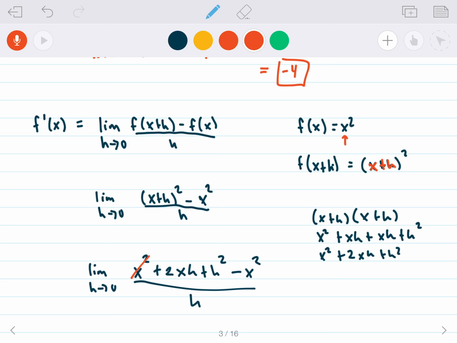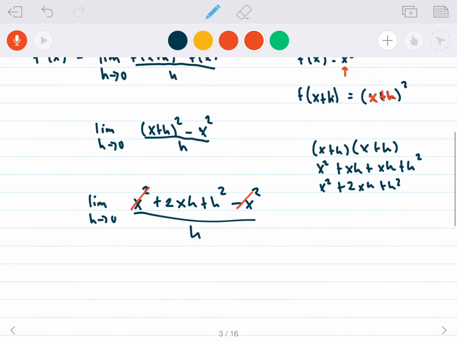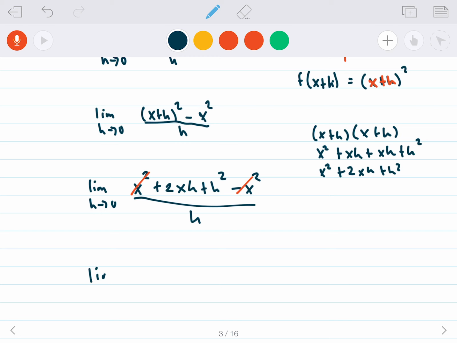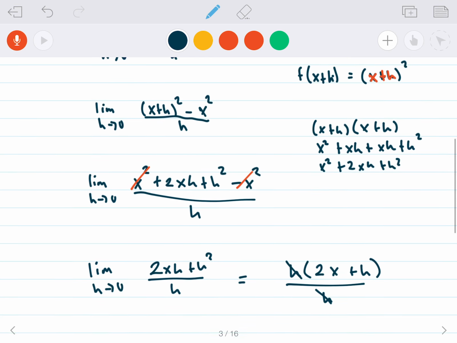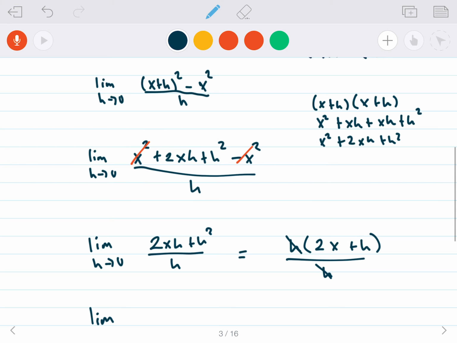Okay, these x squareds can cancel, and at this point, I have the limit as h goes to 0 of 2xh plus h squared over h, and notice on top I can factor out an h. So when I factor out an h on top, I'm left with h times 2x plus h all over h. These cancel, and I'm left with the limit as h goes to 0 of 2x plus h.